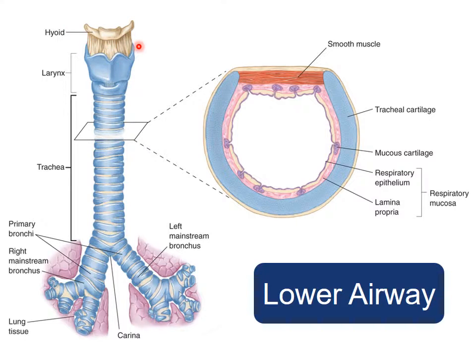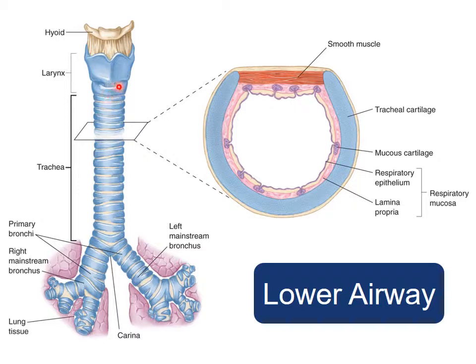One thing to remember is that the larynx is the transition from the upper airway and the lower airway. So you sometimes see a question, what is the division between the upper and the lower airway? And that is the larynx, or the voice box. In this picture you can see the Adam's apple a little bit prominent there.